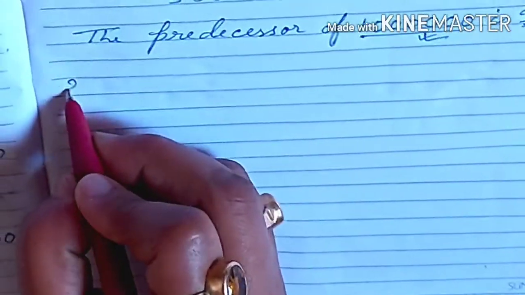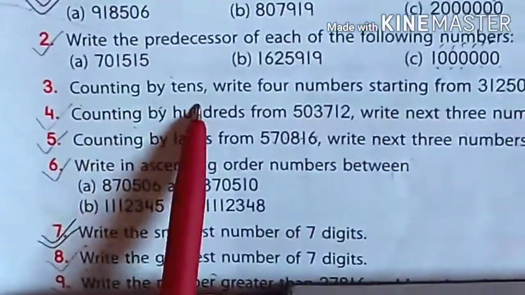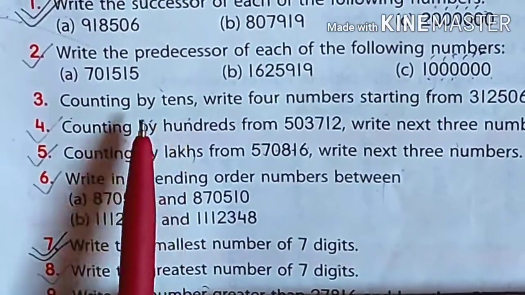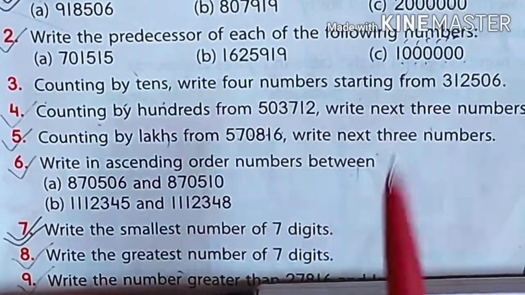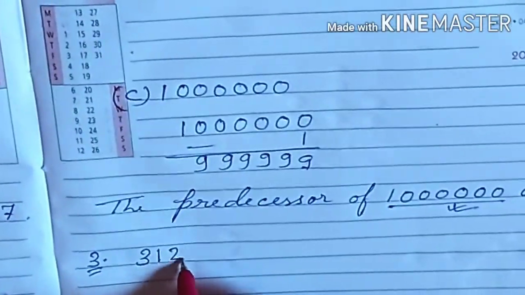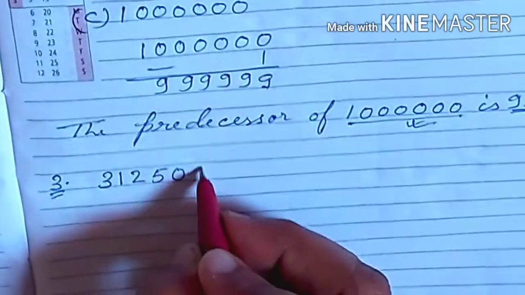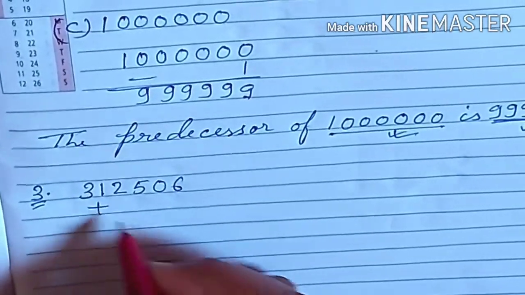Now go to question number 3. In question number 3, counting by tens. What do we have to do? We have to count by tens. Write 4 numbers starting from this. Counting by tens, when we write the next 4 numbers, we have to add 10 to the given number.